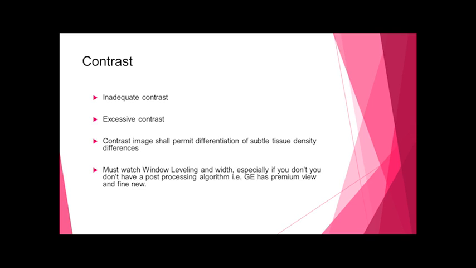Now we know in film screen our contrast was controlled by your kVp and your emulsion and your chemicals, but with digital your contrast is controlled by your lookup table, your LUT. So it's very limited per computer, and each manufacturer has different computer algorithms. That's why your contrast looks different from manufacturer to manufacturer.